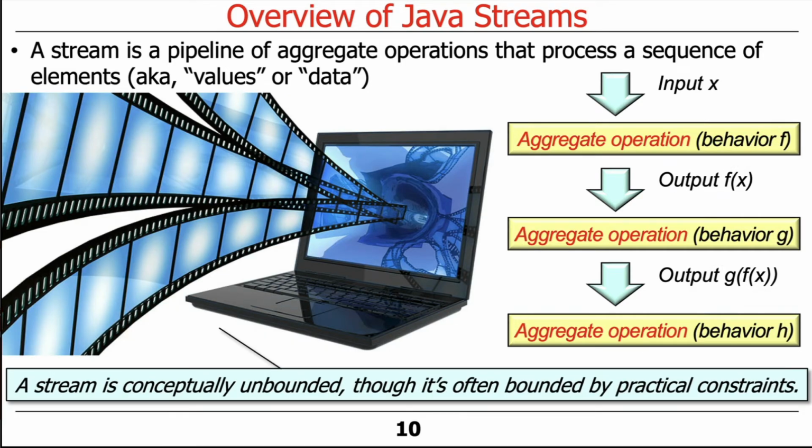A stream is conceptually unbounded, kind of like a stream of air or something like that, which just flows through the ethos. Though in practice, it's often bounded by practical constraints, because you often don't have an infinite number of elements in your array list, or an infinite number of elements in your hash map. You have a finite amount of those things.